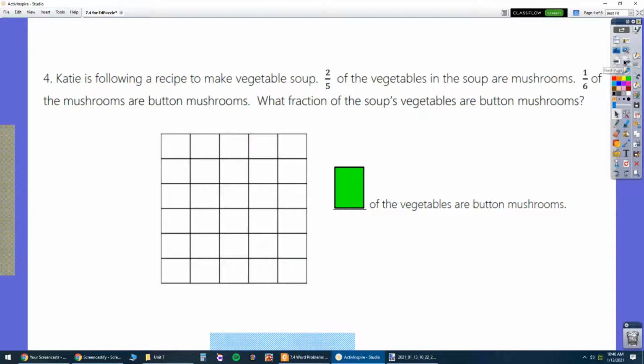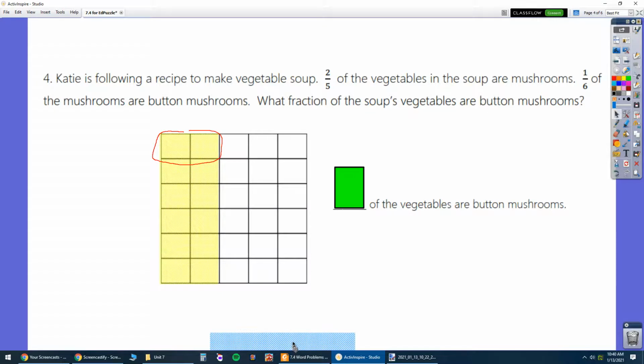Katie, she doesn't get chicken tenders. She has vegetable soup. And she says 2/5 of the vegetables, 2 out of 5, are mushrooms. So here is 2/5. I'm coloring 2 columns out of 5. Those are mushrooms. Now, 1/6 out of those mushrooms are button mushrooms. I've never had a button mushroom, but I guess they're good if she's putting them in the soup. Here is 1 part out of 2, 3, 4, 5, 6 parts.